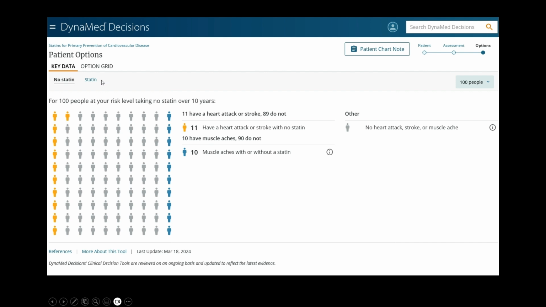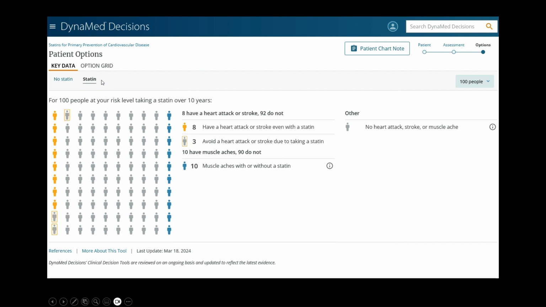If we then click into the statin option, we see now that the expectation is the statin will help about 3 of the original 11 people avoid a heart attack or stroke. And those people are indicated via a change in icon. So instead of being this orange-yellow color, they are now shifted to a gray with the orange-yellow box around them indicating what their original destiny was if they had not taken a statin.